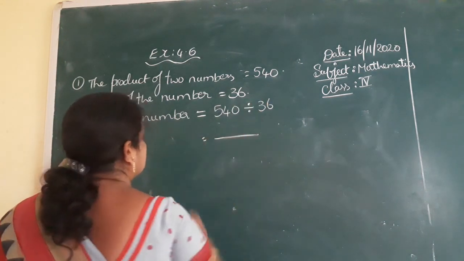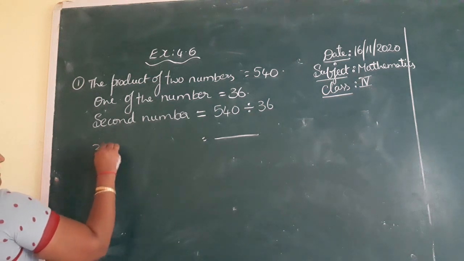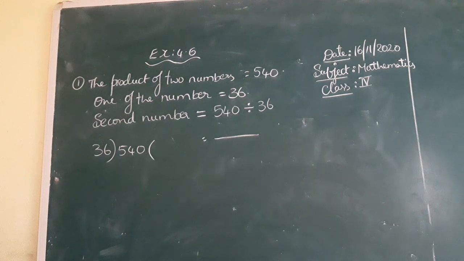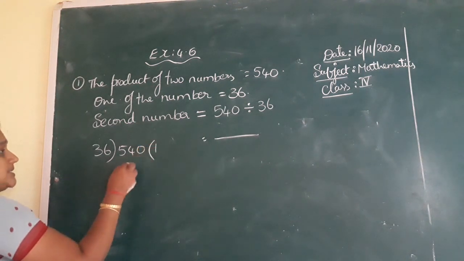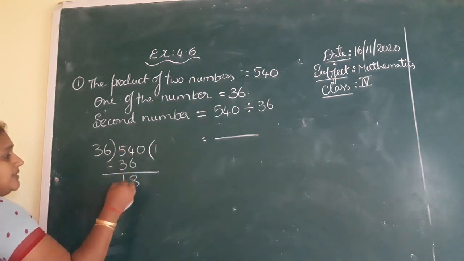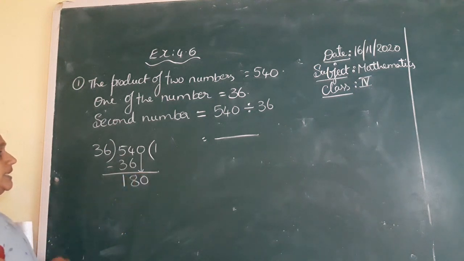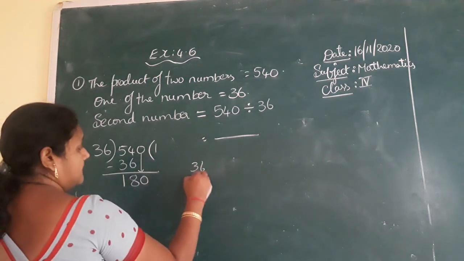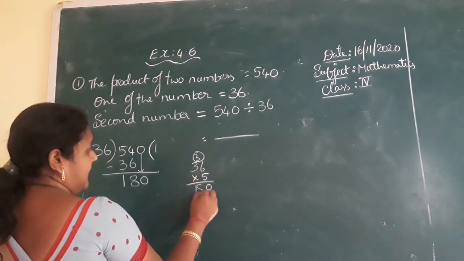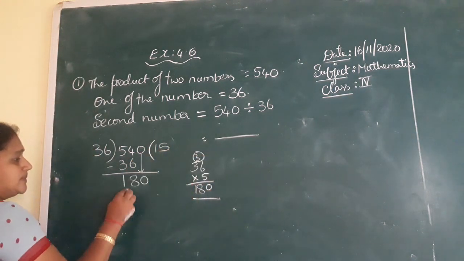So divide. See, 36 divides 540. How many times does 36 go in? Once, 36, then 72. So one time only it is possible. 14 minus 6 is 8, 4 minus 3 is 1. Drop down 0. 36 table, 180. Check 36 fives. 5 sixes are 30. 5 threes are 15 plus 3 is 18. So 5 times it is possible.